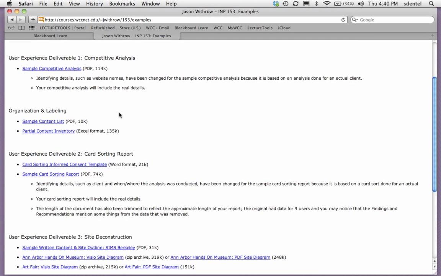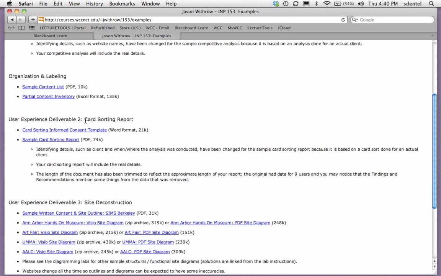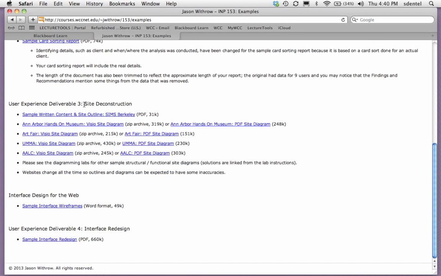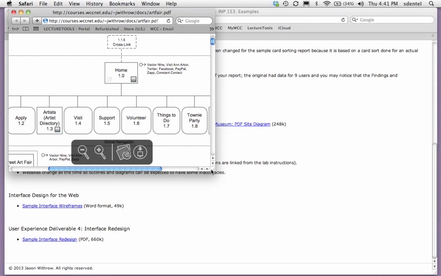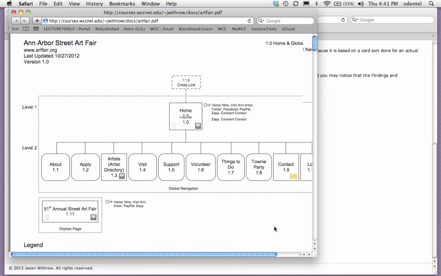So there are 4 things they do as far as assignments. They do a competitive analysis of websites for a fictitious company that is starting up their own web presence. They do a card sort where they have to recruit subjects and have them sort cards to organize information. They diagram a website. That's the 3rd assignment. And last of all, they critique and they redesign the layout for an existing website. So to give you a sense of these, this is what a site diagram looks like, just to give you a sense of what students are doing in the class.